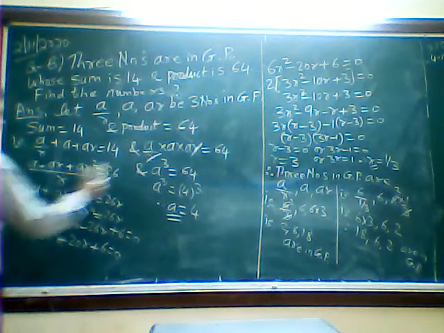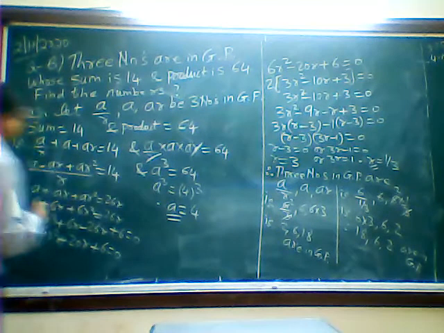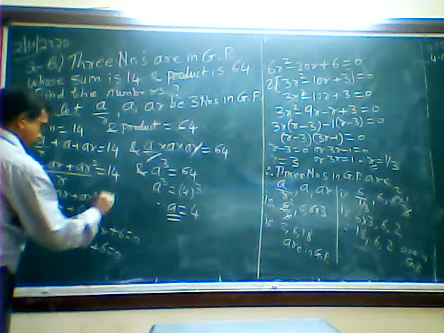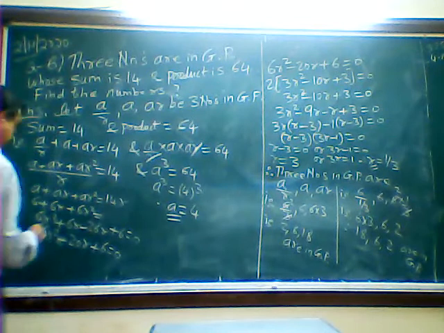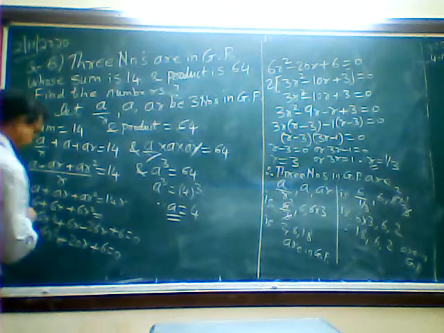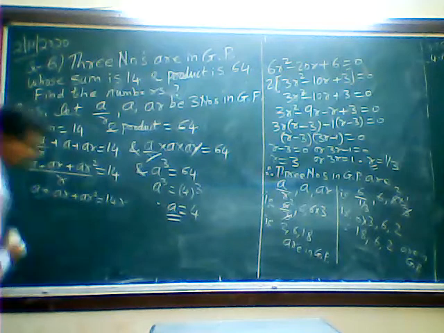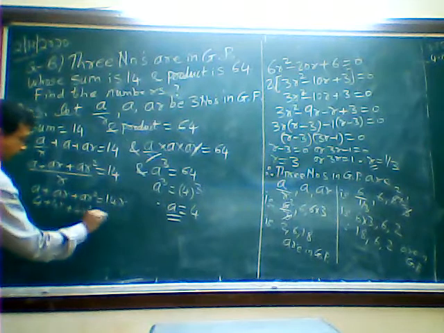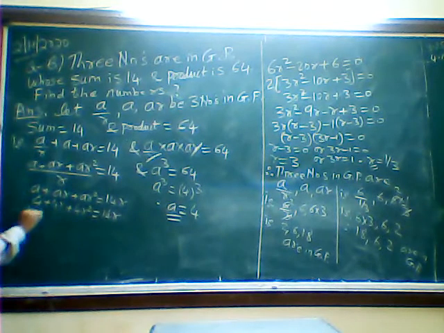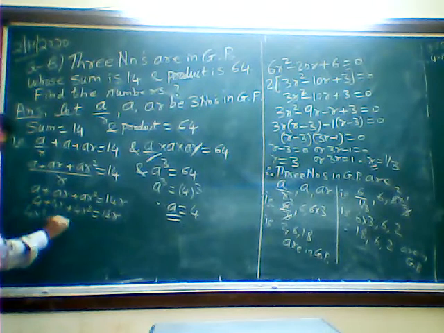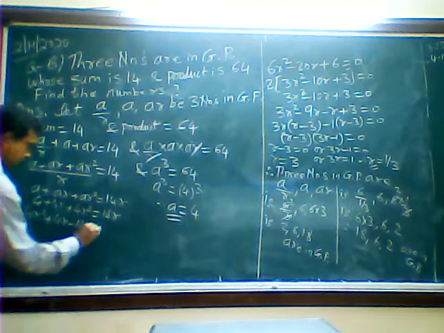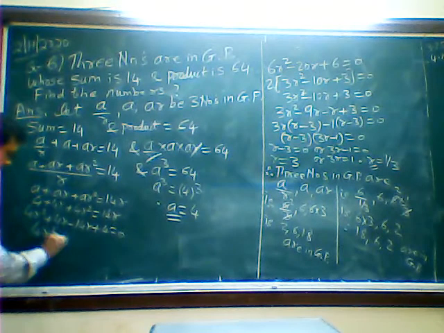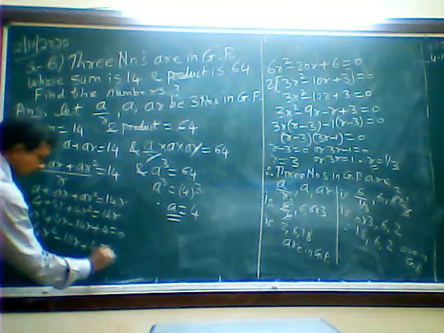Now that a value I will put here. It is the same again, LCM is r, I have multiplied. So I put here 14r. Then I am putting the a value. What is a here? 4. 4 plus 4r plus 4r square is equal to 14r. That is 4r square plus 4r minus 14r plus 4 is equal to 0. That is 4r square, minus 10r plus 4 is equal to 0.